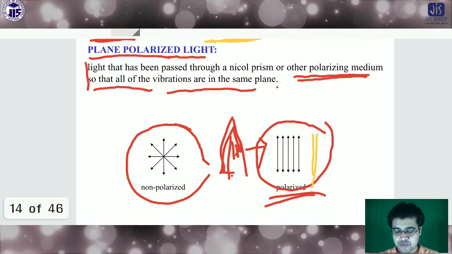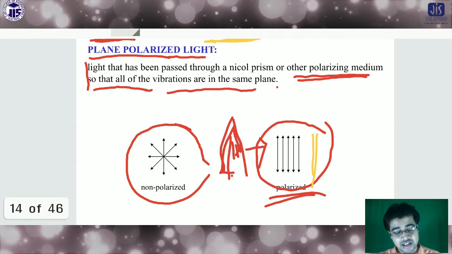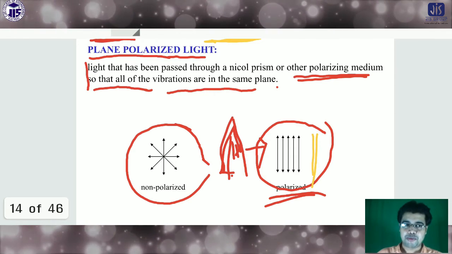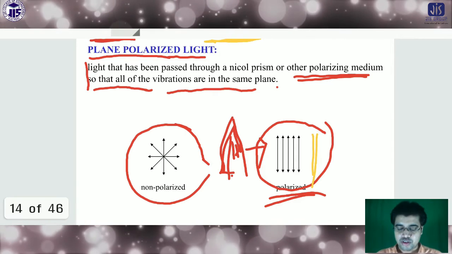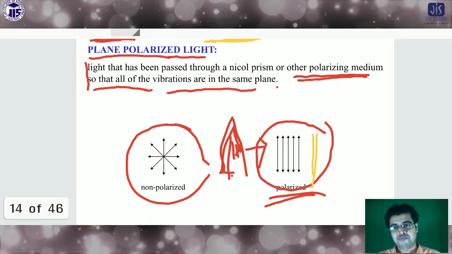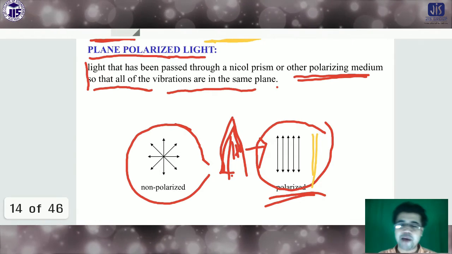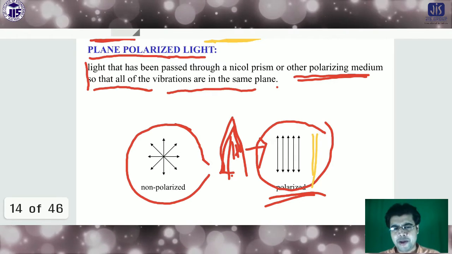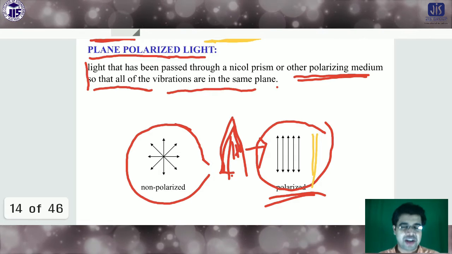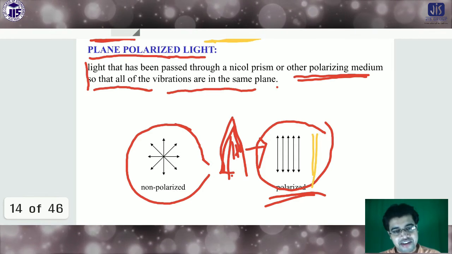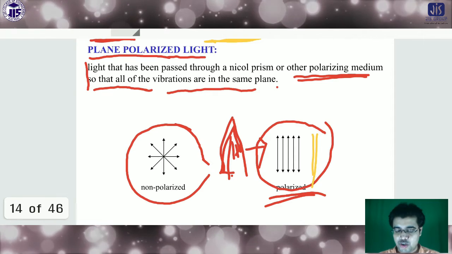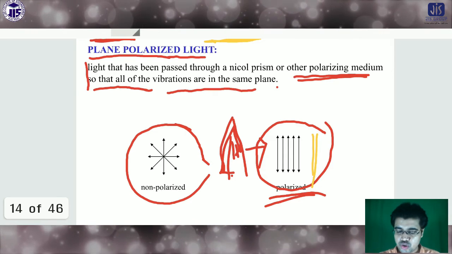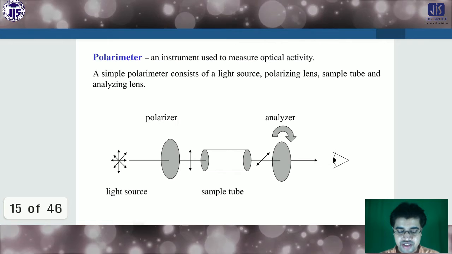So you have to keep in mind this point, because this is very important to understand the rotational plane of the light. Before rotation, to understand the rotational plane of the light, you have to understand what plane polarized light is, because without polarized light it is not possible to rotate the plane. If all the vibrational planes are not in the same direction, then how is it possible to rotate the planes? If they are in different directions, then it is not possible to rotate the plane of the plane polarized light.